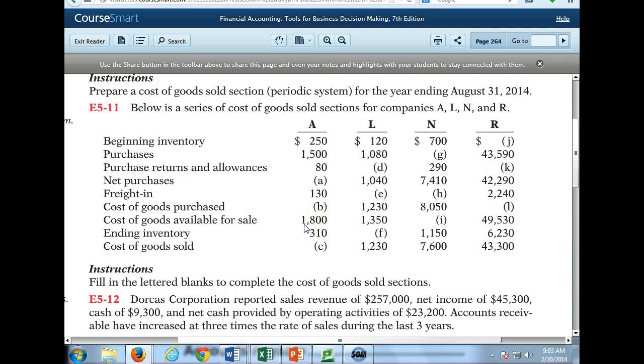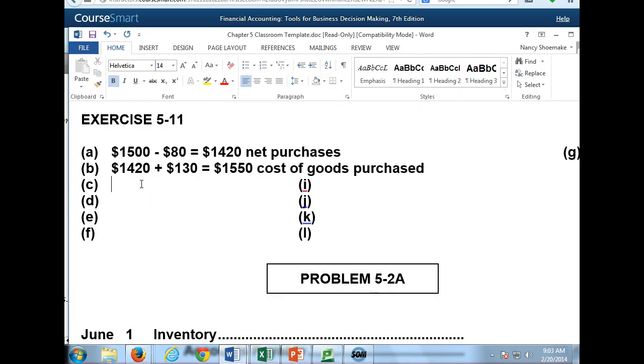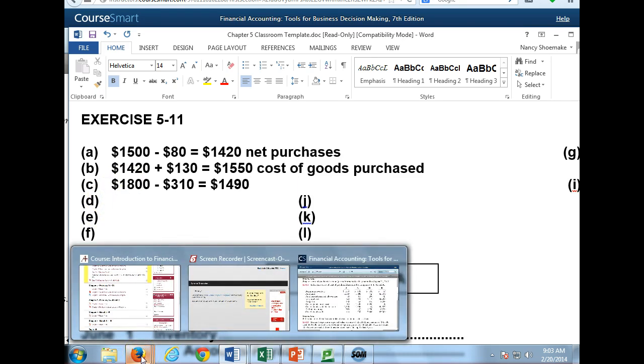Then we do a physical count of our ending inventory that we determined was $310. So how will we know our cost of goods sold? We'll take our $1,800 cost of goods available for sale minus our ending inventory of $310. So we'll have our $1,800 minus our $310 gives us our $1,490. And that's our cost of goods sold. Okay? How many of you guys are following? Do I need to slow down a little?